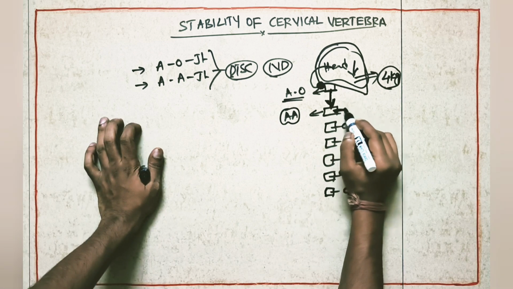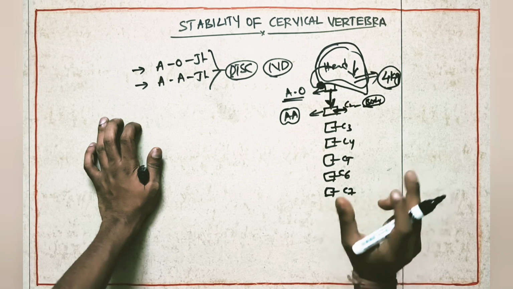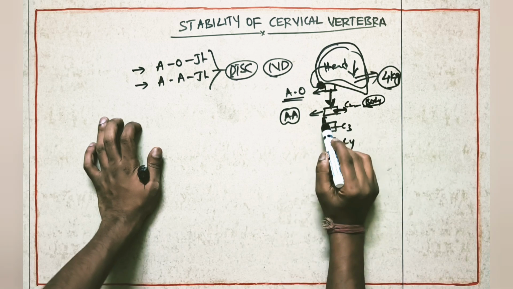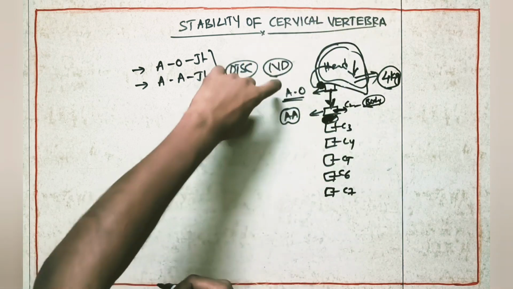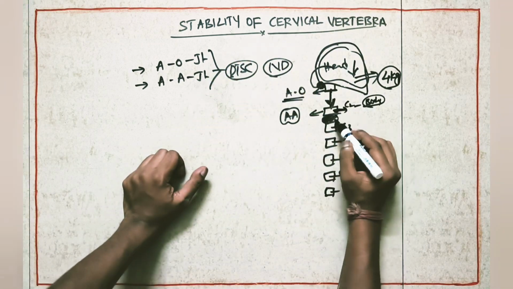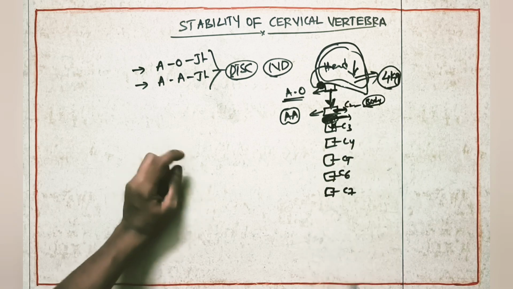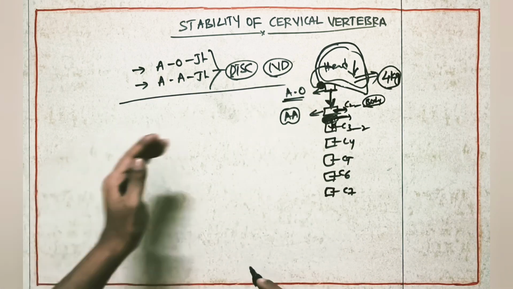Here, if we take the axis, this is C2, the axis, it will have a body. If a body is there, there may be a chance for an intervertebral disc. So between C2 and C3 there will be an intervertebral disc. So the weight of the head will come to the atlanto-occipital joint, from there to the atlanto-axial joint, from here it will transfer to the IVD, and from here it will enter into the body of the C3 vertebra.